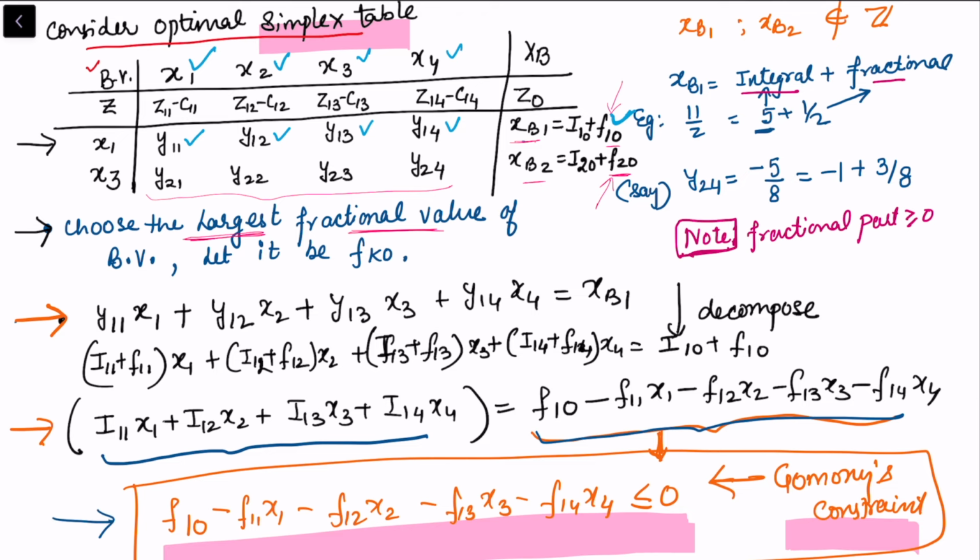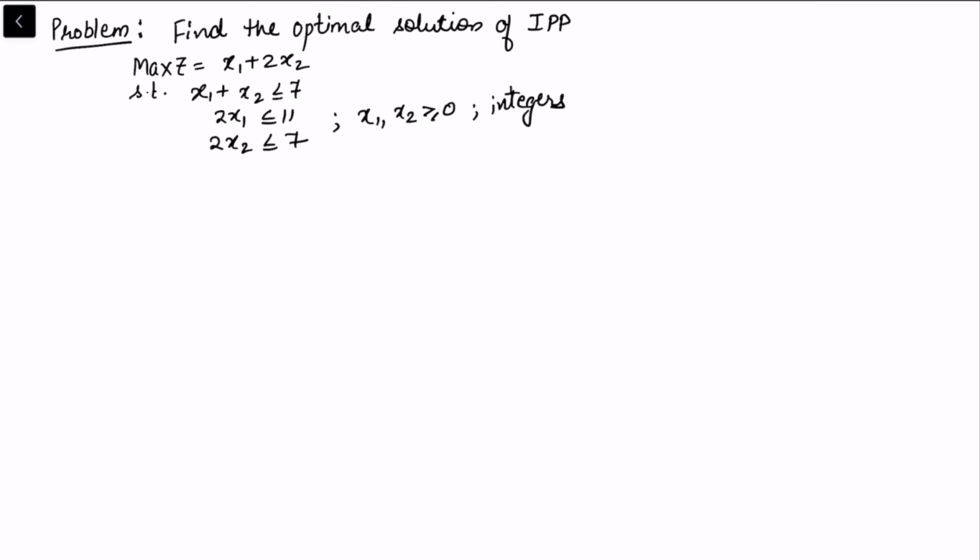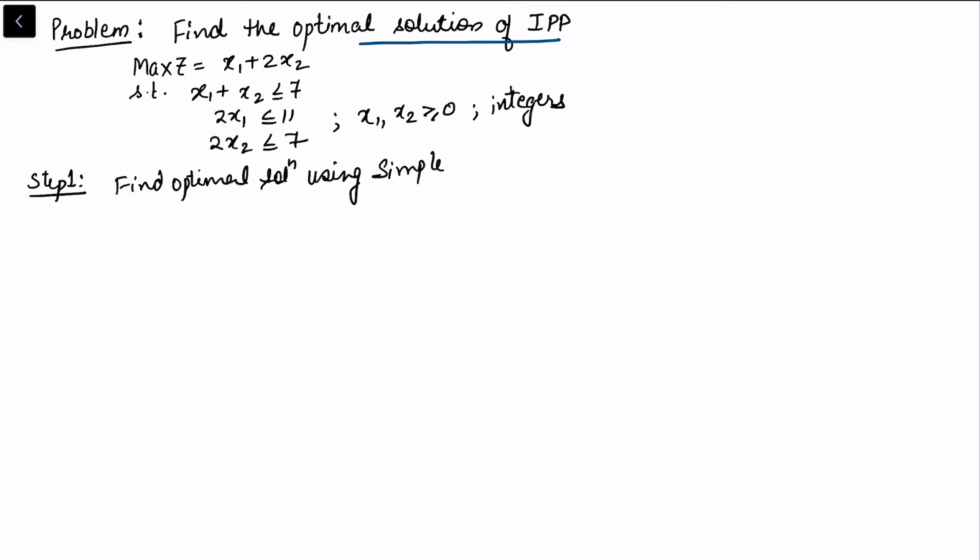Now we will understand this in an example. In this problem, we want to find the optimal solution of an integer programming problem. So the first step is we will solve this LPP using the simplex method and find the optimal solution. When I say simplex method, it depends upon the constraints appearing in the corresponding, or associated, LPP, because if in the associated LPP there are constraints of the greater-than type, then obviously we will include surplus variables, and hence we will apply the big M and two-phase method.